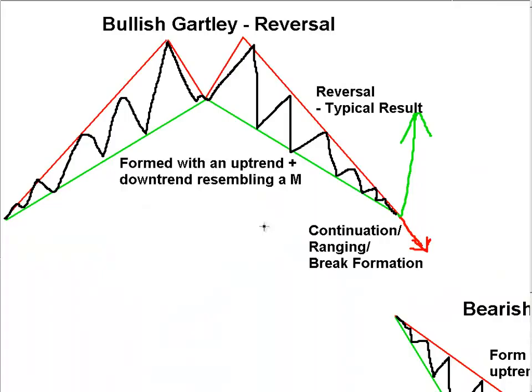Just for the purpose of completeness, this is what a bullish garter looks like. It's just flipped, so you have it looking like an M instead of a W, and the typical result is it reverses up.